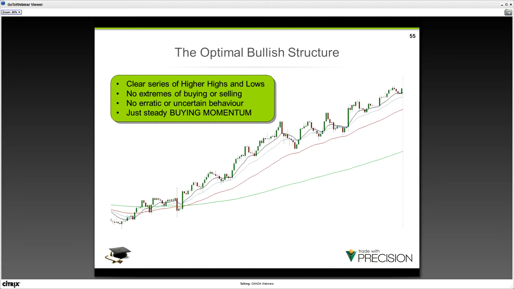This type of chart tells us that there's good consistent buying pressure in the market. There's no erratic behavior here, no extremes of buying or selling. All we're seeing are just higher highs and higher lows, and those nice consistent pullbacks right back into the buy zone in and amongst that 10-20 period moving average.